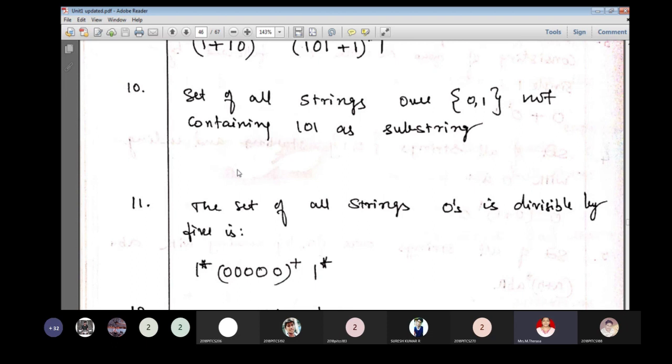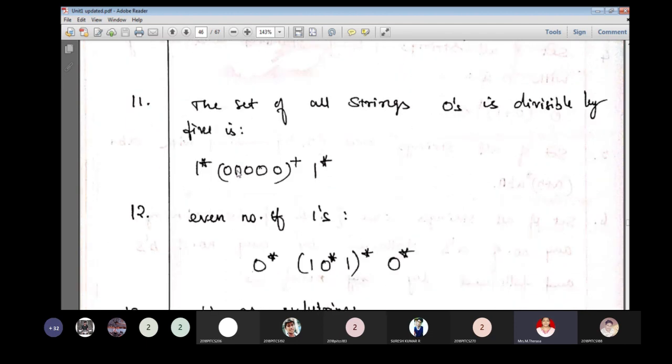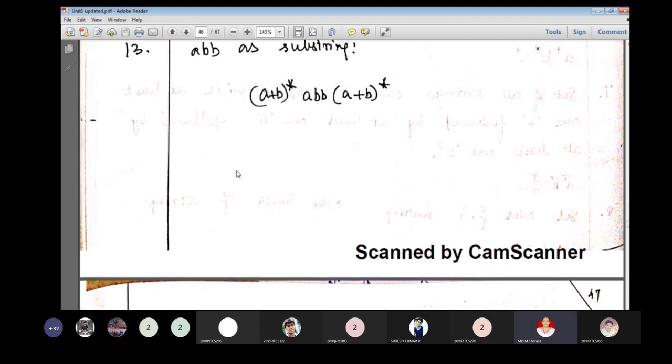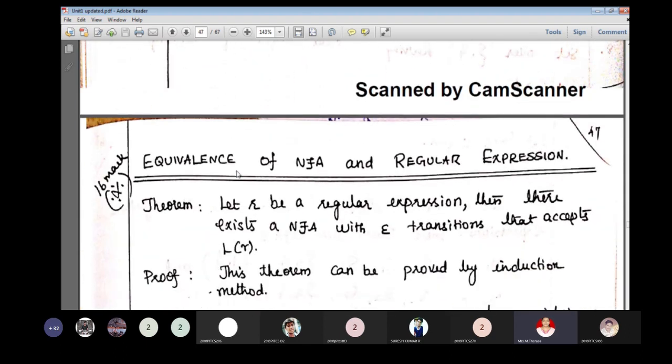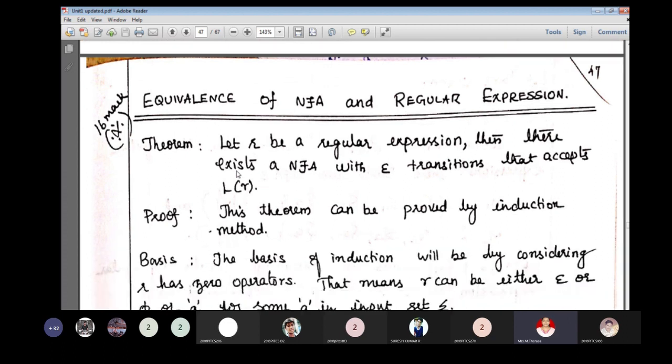I repeat, the languages that are represented by finite automata are called regular languages, and those languages are represented with simple expressions called regular expressions. So we have seen more examples of regular languages and the corresponding regular expressions. Okay. Next we'll see about the equivalence of finite automata and regular expressions.